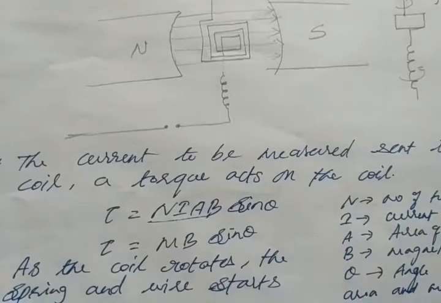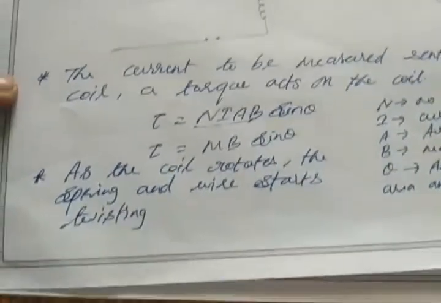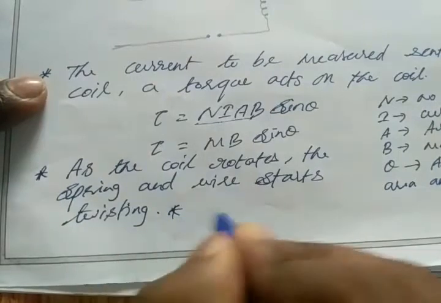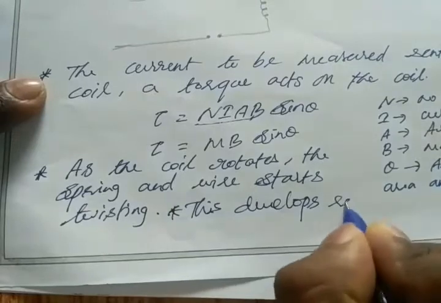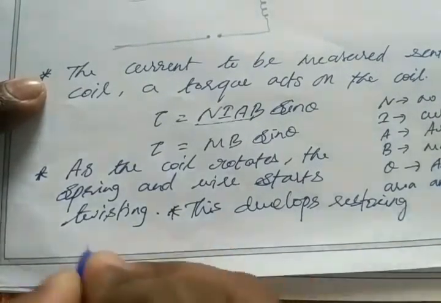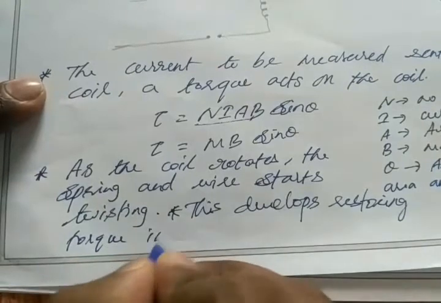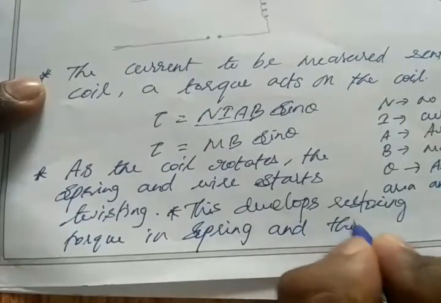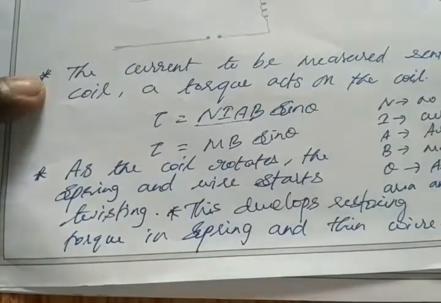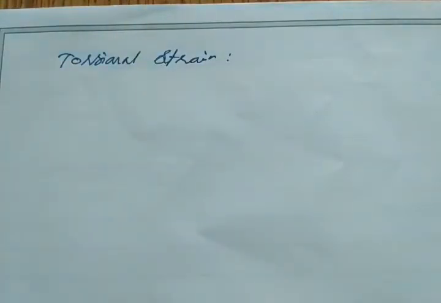So we can say this develops restoring torque in the spring and thin wire. We call that restoring torque a torsional strain. Okay, a strain is formed.